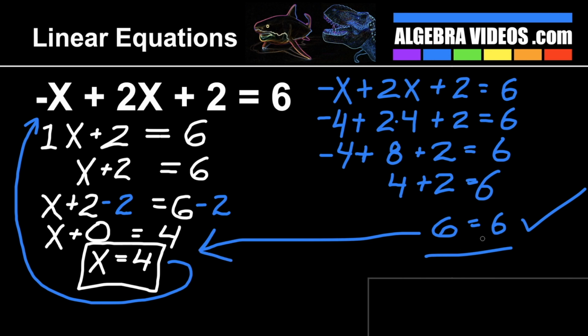By the way, it doesn't matter that it's 6 equals 6. It could be anything as long as it equals. Okay, so it doesn't matter what number you get here. Don't worry about the fact that it's a 6. What you need to do is just make sure that these two numbers are equal. So that means that plugging in 4 into the equation for x does solve the problem.